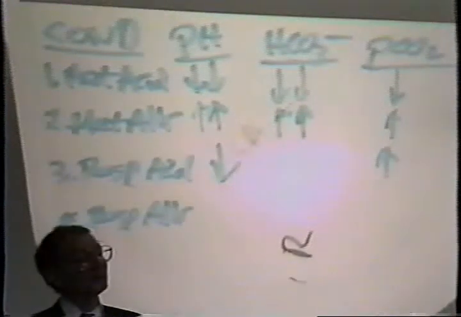Now, what's the body going to do? Well, the body sees that the denominator is increasing. We don't want the denominator to increase and that fraction to go down, the log of bicarbonate over PCO2. CO2 is going up. I want to increase my numerator. So I'm going to retain bicarbonate. Where? In the kidneys. So the bicarbonate's going to go up to compensate for that increase in the PCO2.